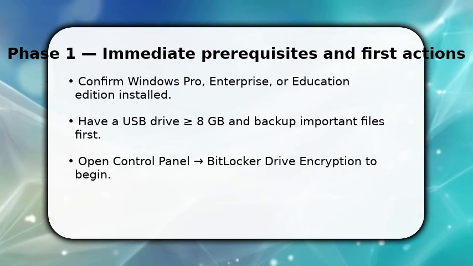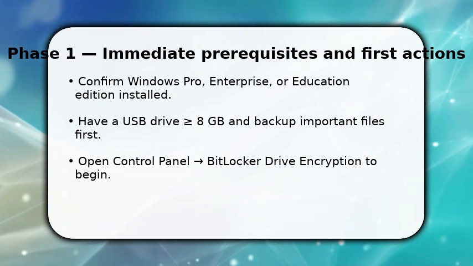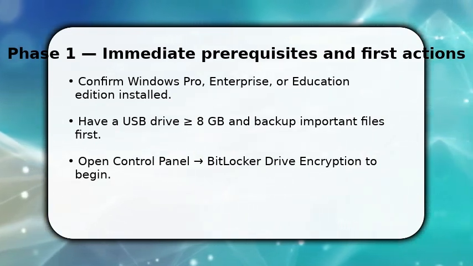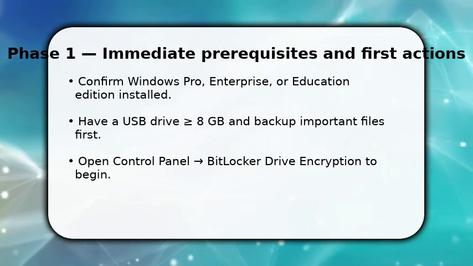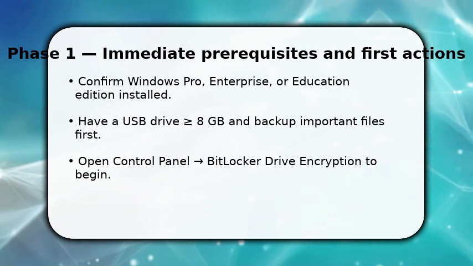Enjoy the video. You start by verifying your edition, Windows Pro, Enterprise, or Education, because BitLocker requires it. Make sure you have a spare USB drive of at least 8 GB and backup files. This prevents accidental loss. Open Control Panel, then navigate to BitLocker Drive Encryption.